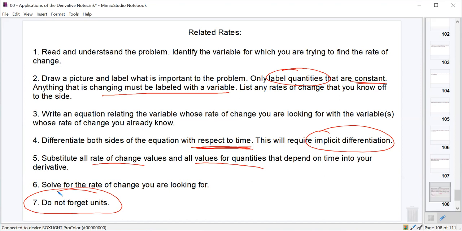And remember on the AP test that if the question says indicate units of measure, it means that there is a point associated with the unit. So definitely don't forget it in that case.